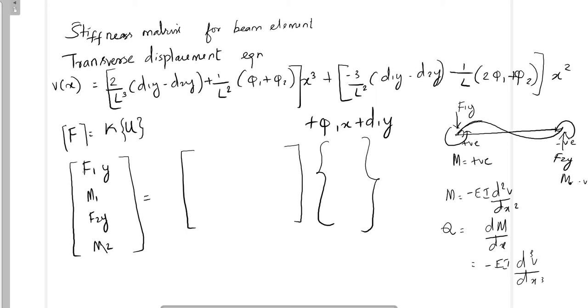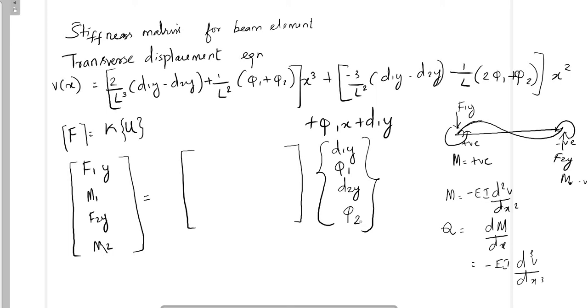What is the effect due to the nodal force? Definitely there will be a displacement. And what is the effect due to this moment? Definitely there will be a rotation. For this F2y, there will be a displacement at node 2. For this moment, there will be a rotation at node 2.